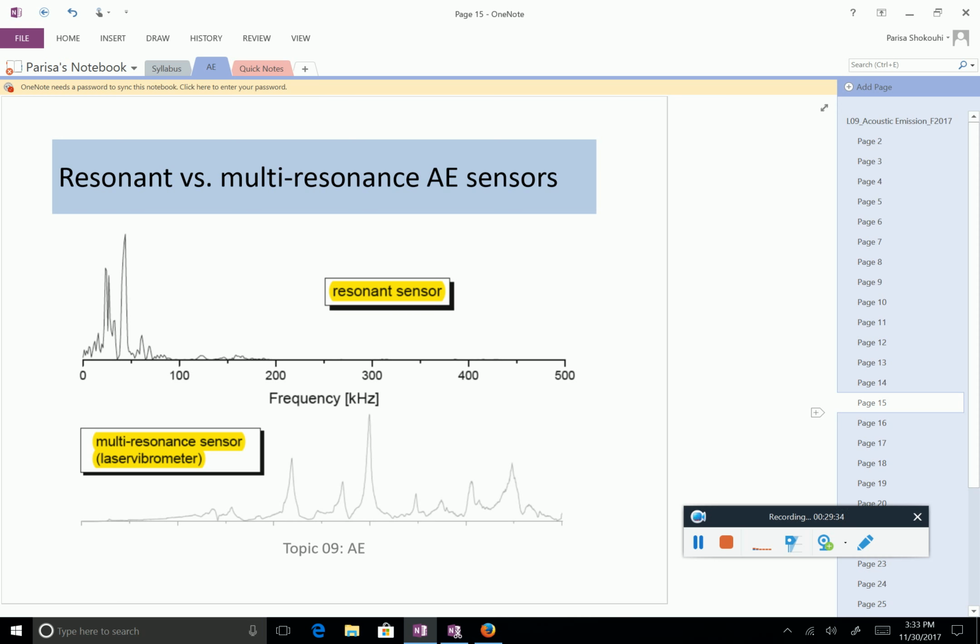If you use a broadband sensor like that, you may not be as sensitive because the energy is distributed, but you have a chance to see all sorts of events at different frequencies. So it all depends on the application. If you know the frequency of the events that you expect, you know the range, you may actually want to have a sensor like that so your events look large when you record them, because that's always a challenge.